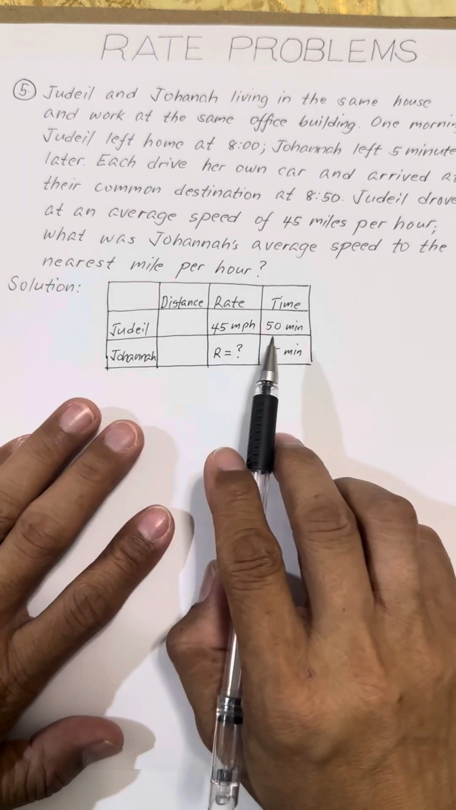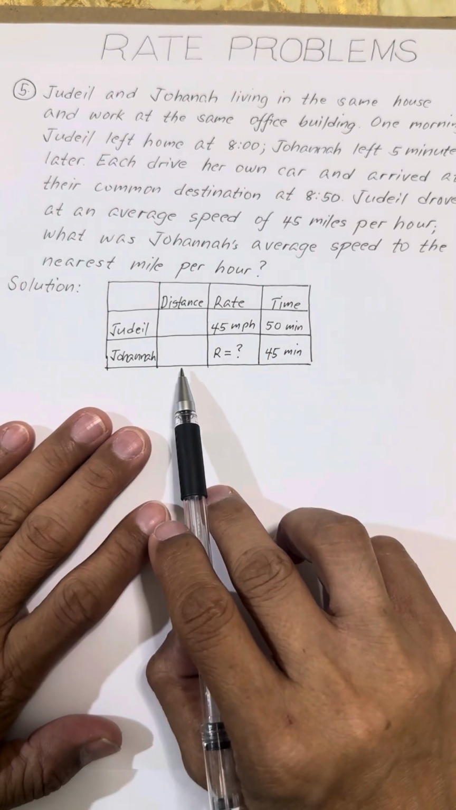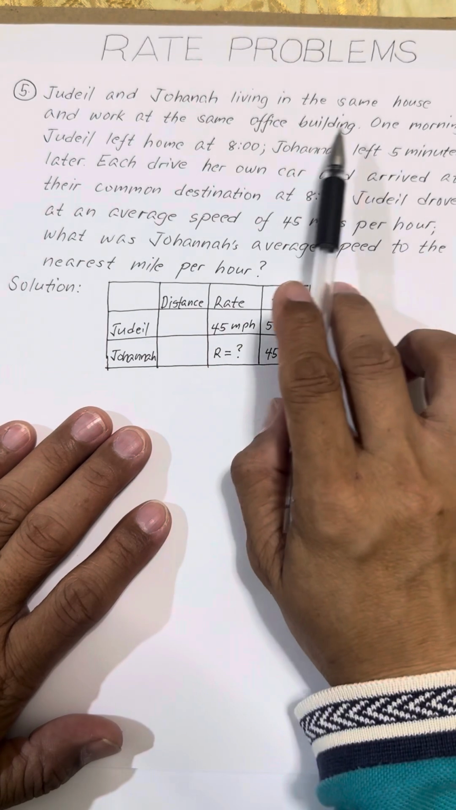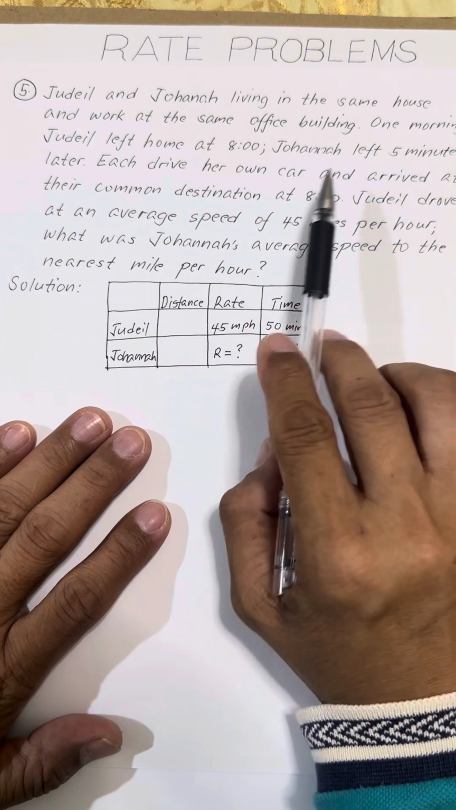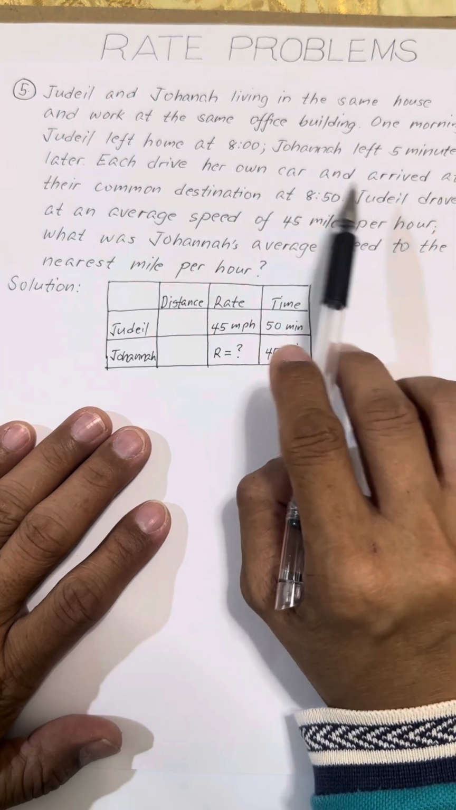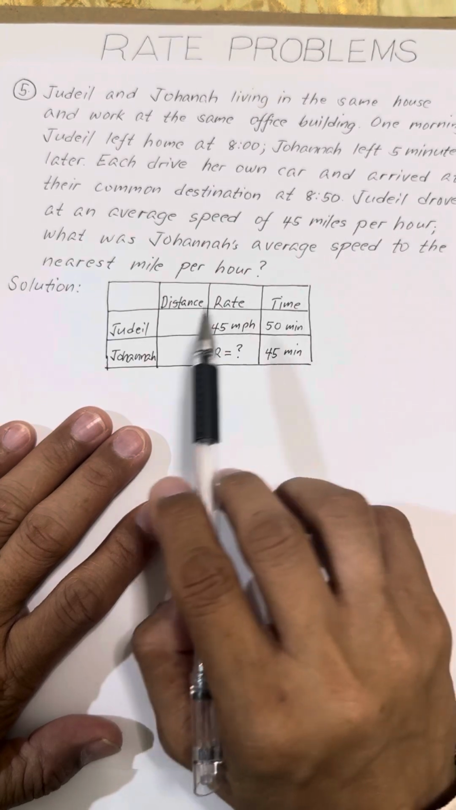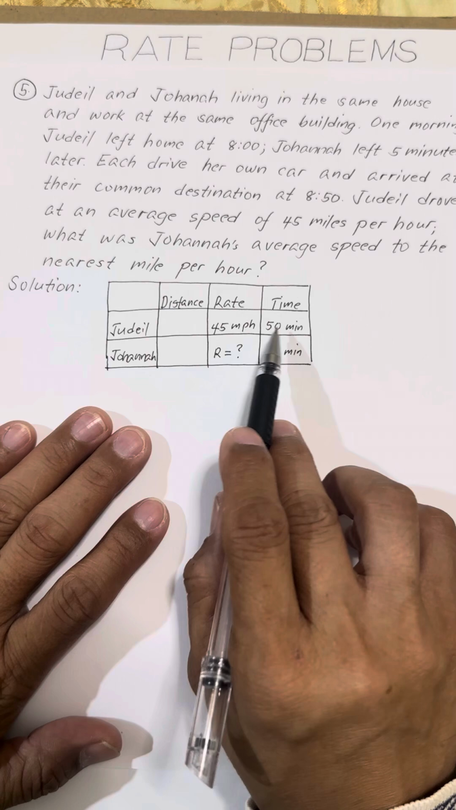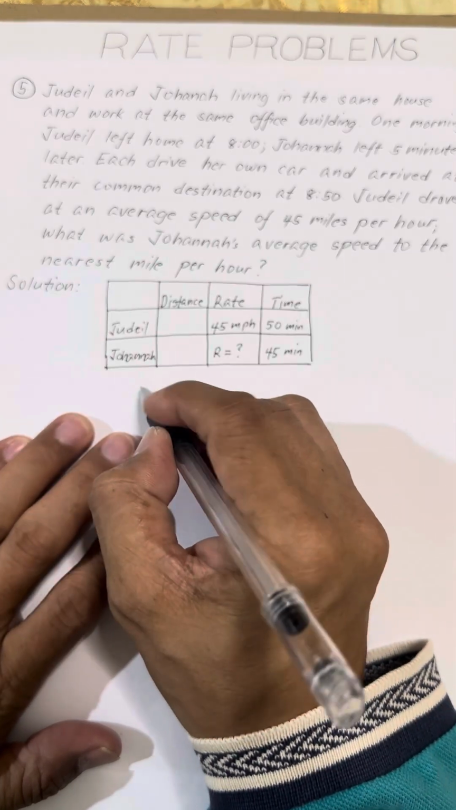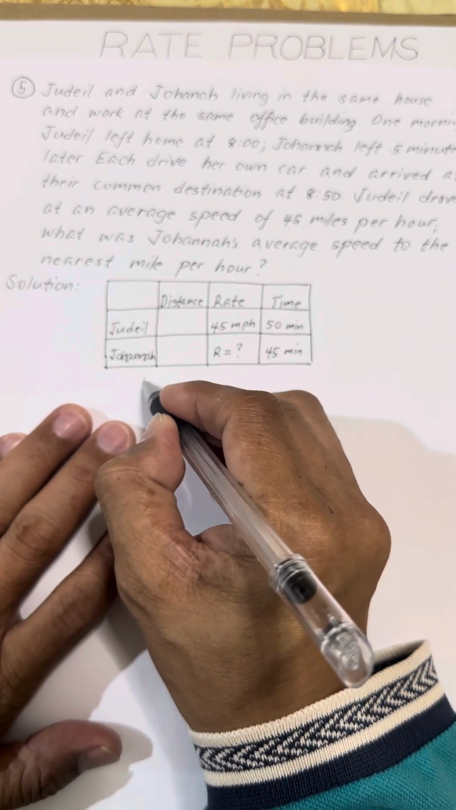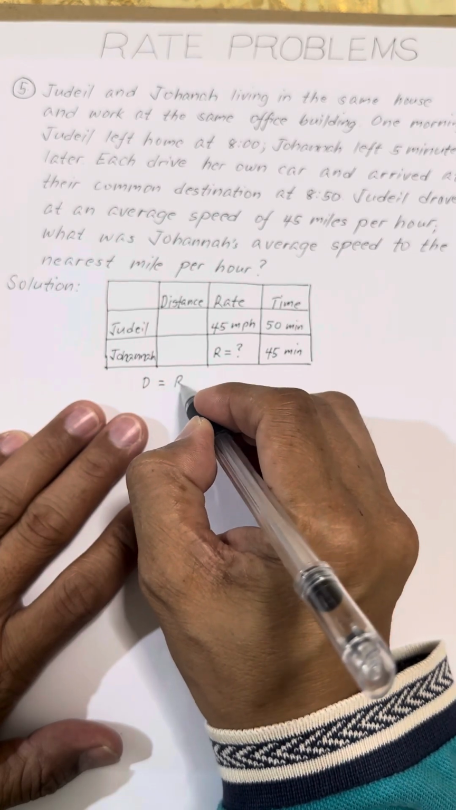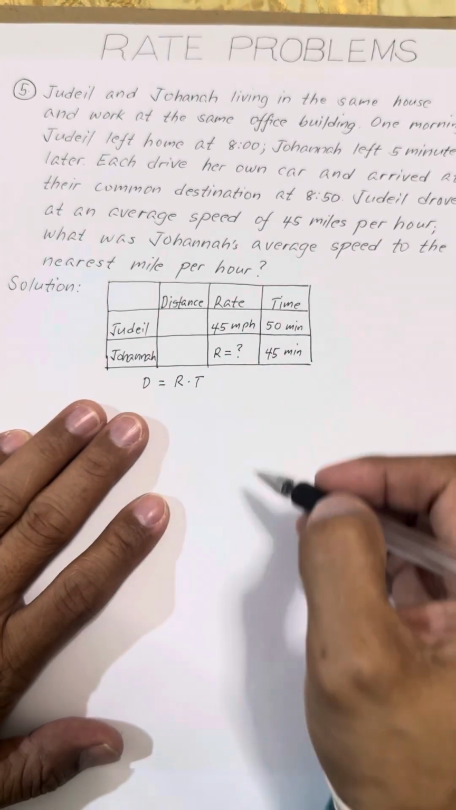The first thing that we need to do here is to fill up this table. And we know that these values are just the same because they live in the same house and work at the same office building. So it means that they have a common distance. So their distance is the same. From the given rate and time, we can calculate the distance. All right, so we have the basic formula that distance is equal to rate times time.